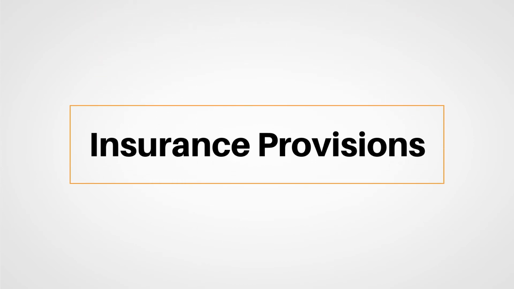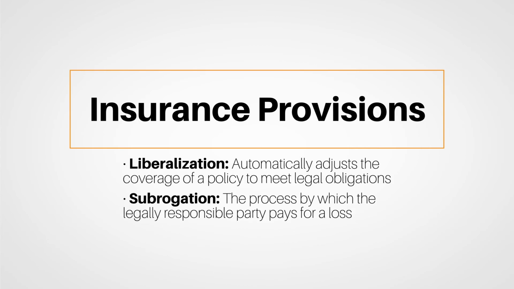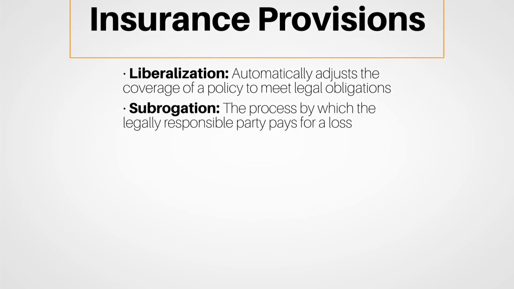The lesson's last section worked with certain insurer provisions that tend to benefit the insured parties, such as liberalization. This provision automatically adjusts the coverage of a policy to meet legal obligations and newly enacted legislation that affects coverage. Then we introduce you to subrogation, the process by which the legally responsible party, typically the at-fault person's insurance company, will ultimately have to pay for a loss.